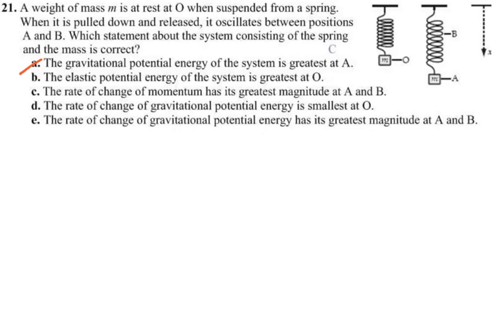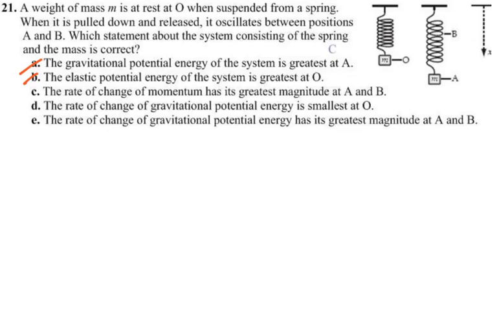The elastic potential energy of the system is greatest at O. The elastic potential energy is equal to 1/2 kx squared, and there is no x maximum at O, so that is wrong. The rate of change of momentum has its greatest magnitude at points A and B, not sure yet. The rate of change of gravitational potential energy is smallest at O. Not sure about this one yet. I'm going to come back to this one.